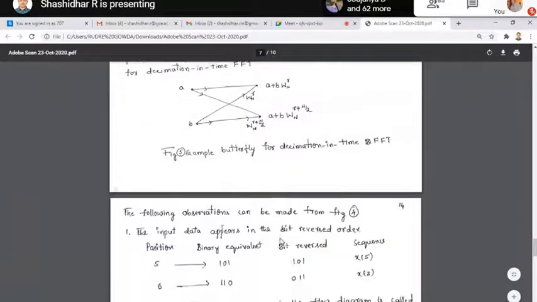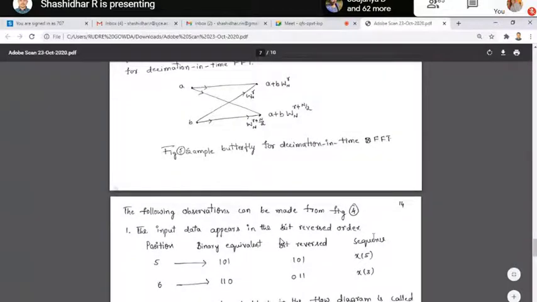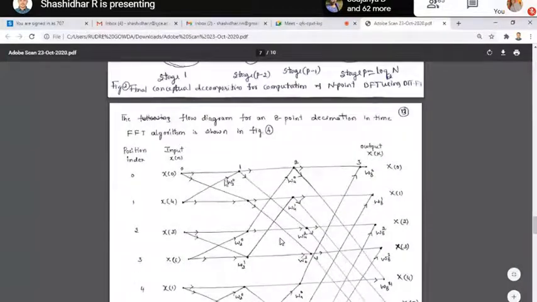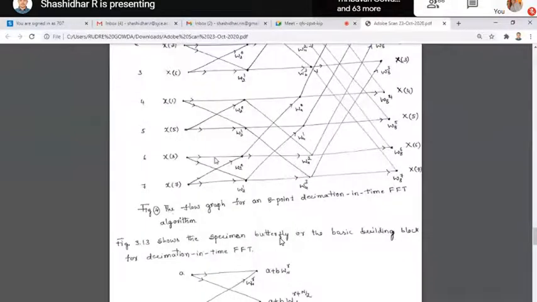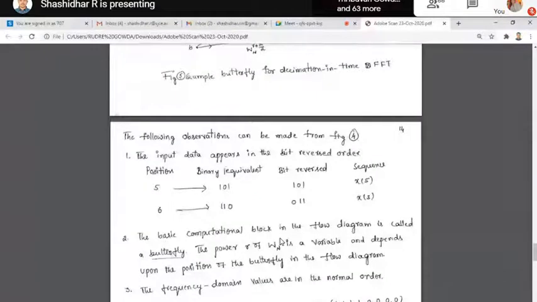So the following observations can be made. How do we get these values? Here x of 0, x of 4 values. How can you get the x of 1 values? What is the x of 4 value in binary? 001. So if you reverse it, you get the x of 1 value. Same thing. So the input data appears in the bit reversed order.